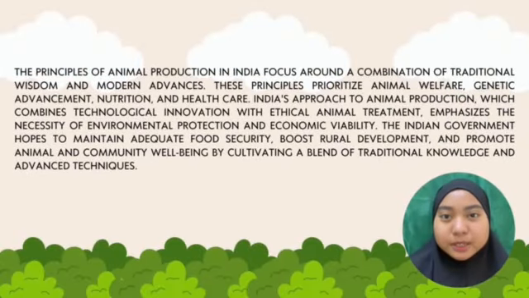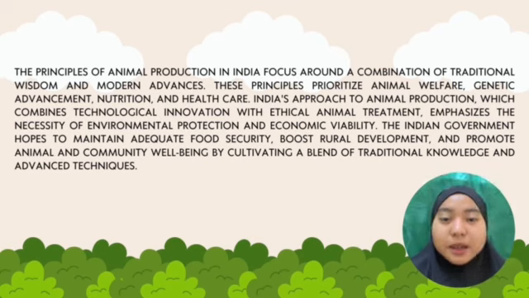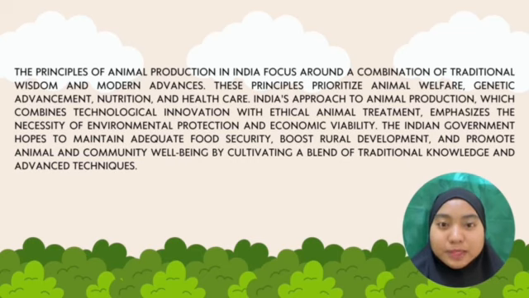In conclusion, the principles of animal production in India revolve around a combination of traditional wisdom and modern advances. These principles prioritize animal welfare, genetic advancement, nutrition, and healthcare. India's approach to animal production, which combines technological innovation with ethical animal treatment, emphasizes the necessity of environmental protection and economic viability. The Indian government hopes to maintain adequate food security, boost rural development, and promote animal and community well-being by cultivating a blend of traditional knowledge and advanced technique.